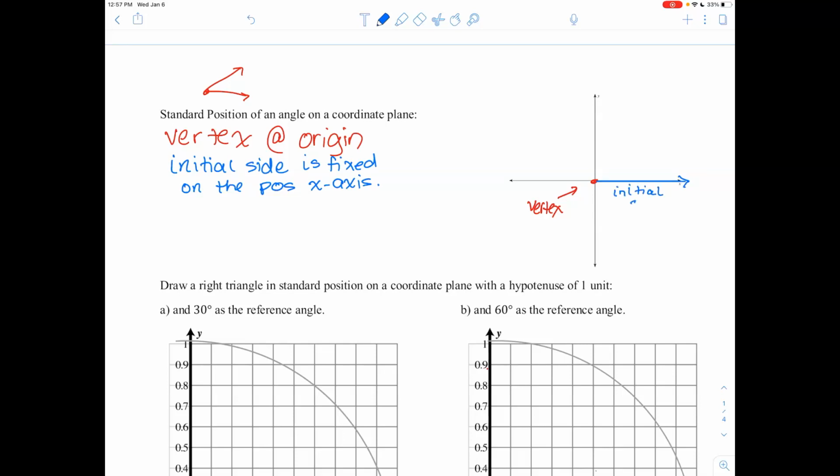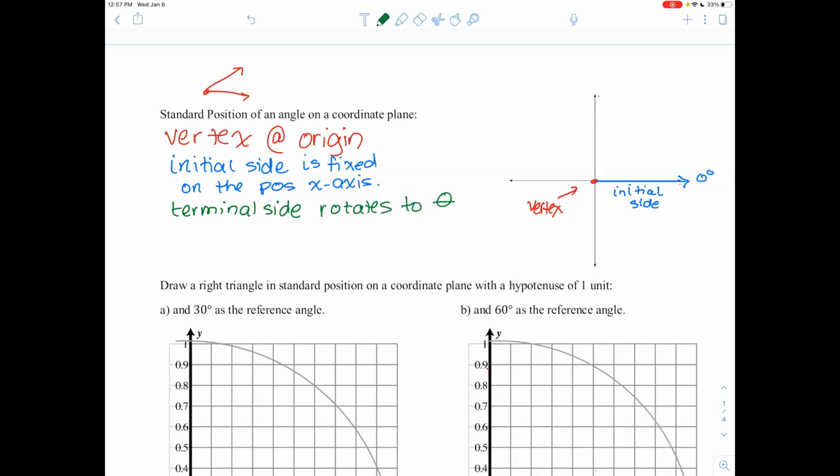Initial, meaning you start here, okay? And this is actually the measure without any rotation of 0 degrees, or 0 radians if we were talking about radians. Okay, so that's the initial side. That's just a ray. In order to make an angle, we need another ray. So I'm going to switch to green, and I'm going to talk about the terminal side. The terminal side is the side where the angle stops.